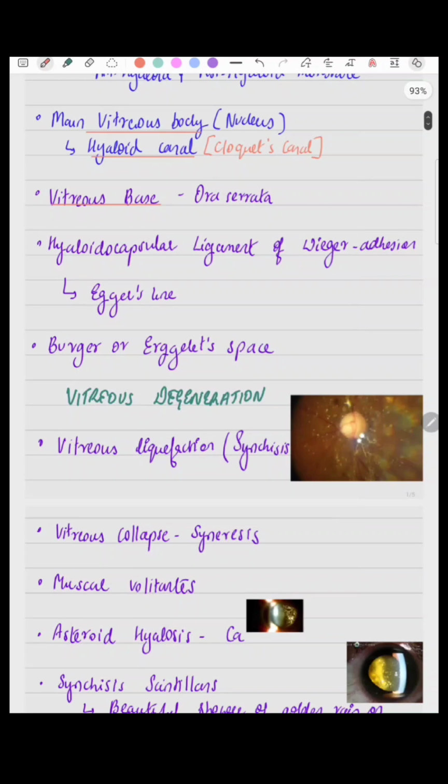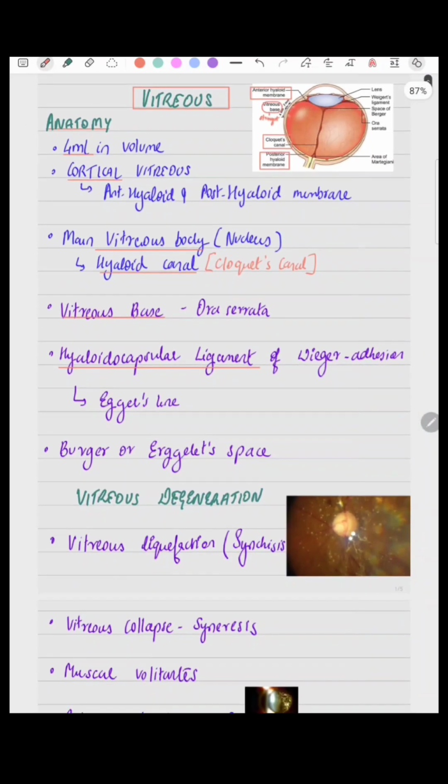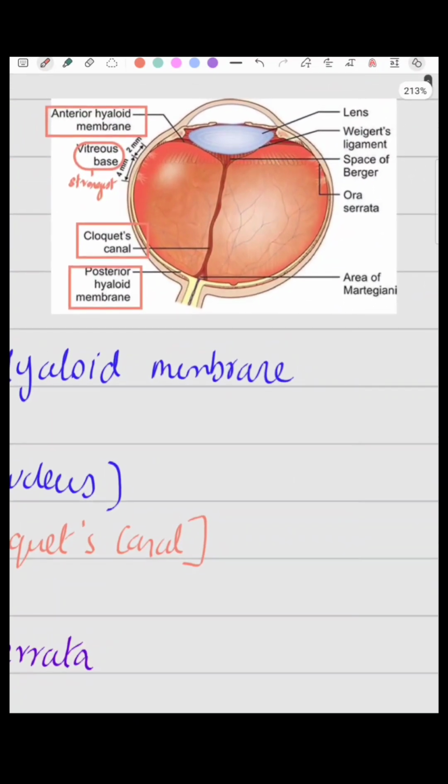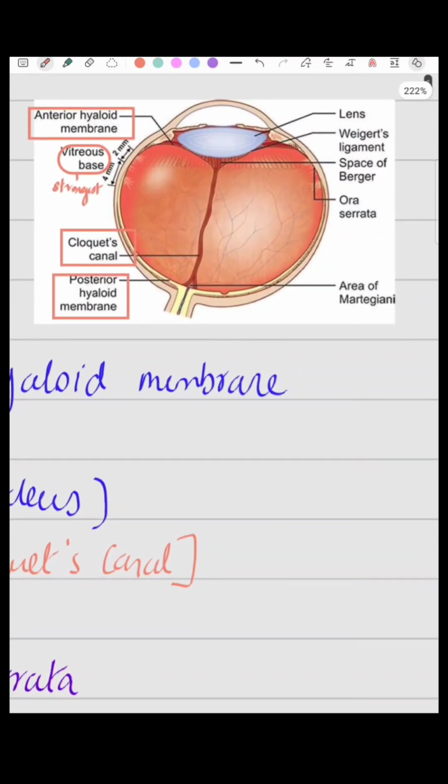Next is the hyaloideocapsular ligament of Wieger, or Wieger's ligament. It is the adhesion of the vitreous to the posterior pole of the capsule of the lens. The circular line of adhesion is called Wieger's line. Next is the space of Berger, or the retrolental space. Within the circle, there lies a potential space of non-adhesion between the vitreous and the lens. This is the space of Berger.